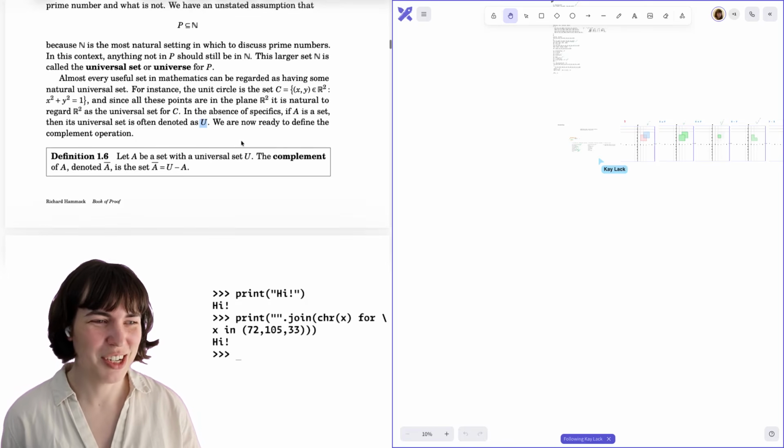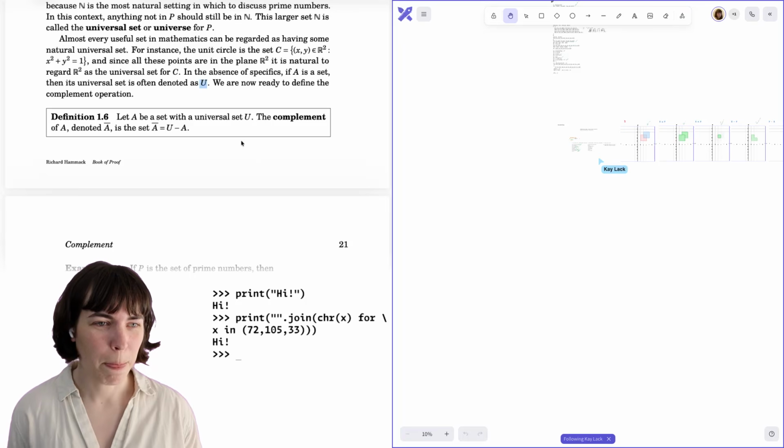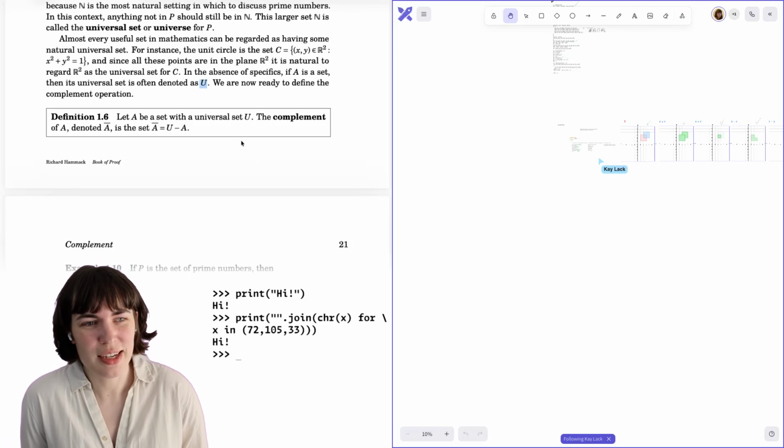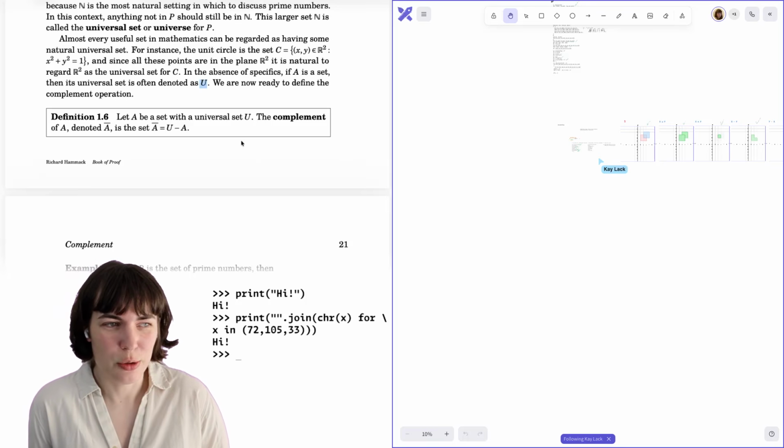I would like to make sense of some of those articles. We are now ready to define the complement operation. Definition 1.6. Let A be a set with a universal set U.